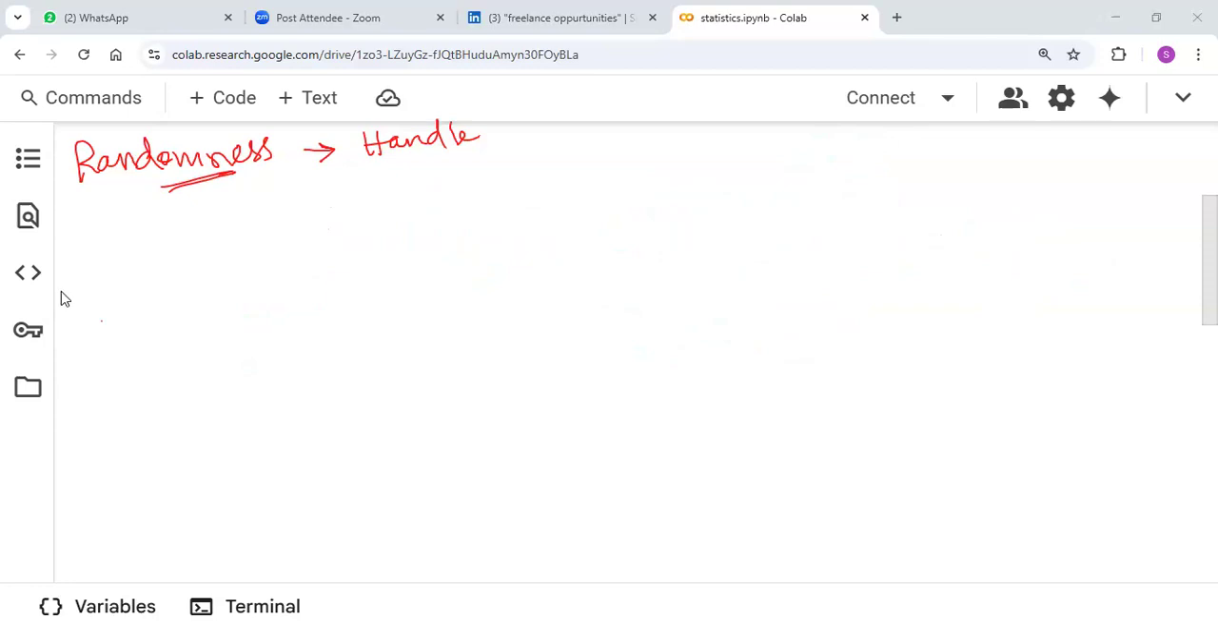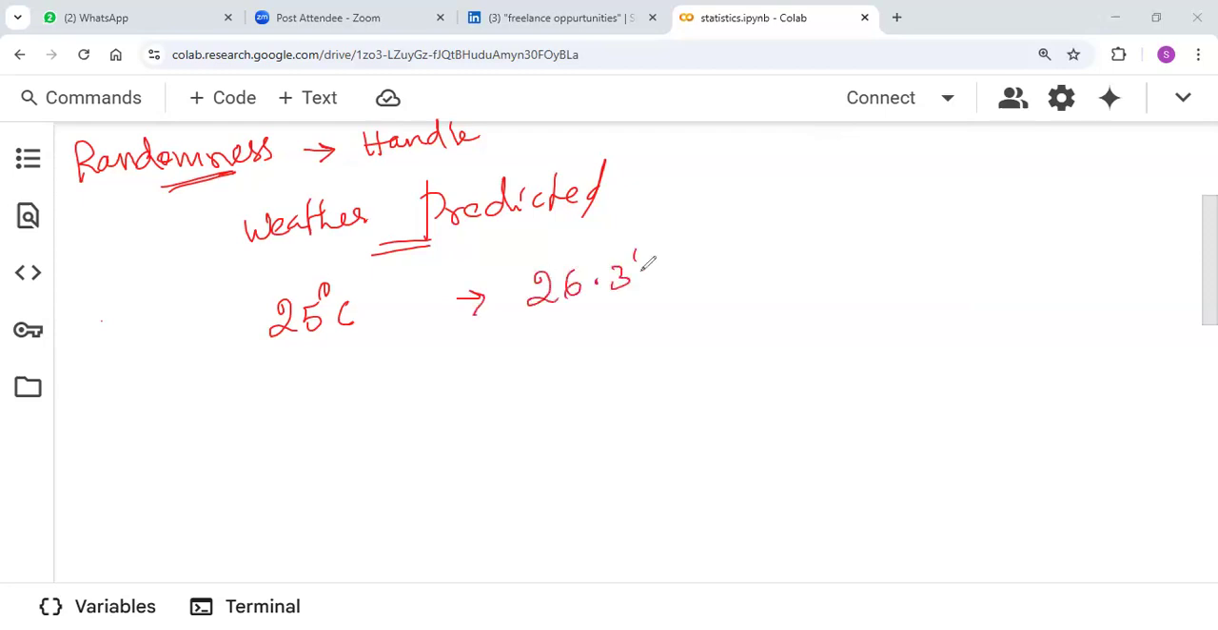Another scenario, weather prediction. Simple, guys. The weather forecast might say tomorrow is going to be 25 degrees Celsius, but it might end up being 26 or 26.3 degrees Celsius, something like that. This is not actually a prediction error. It is all because of the atmospheric systems having random fluctuations, which we cannot control.